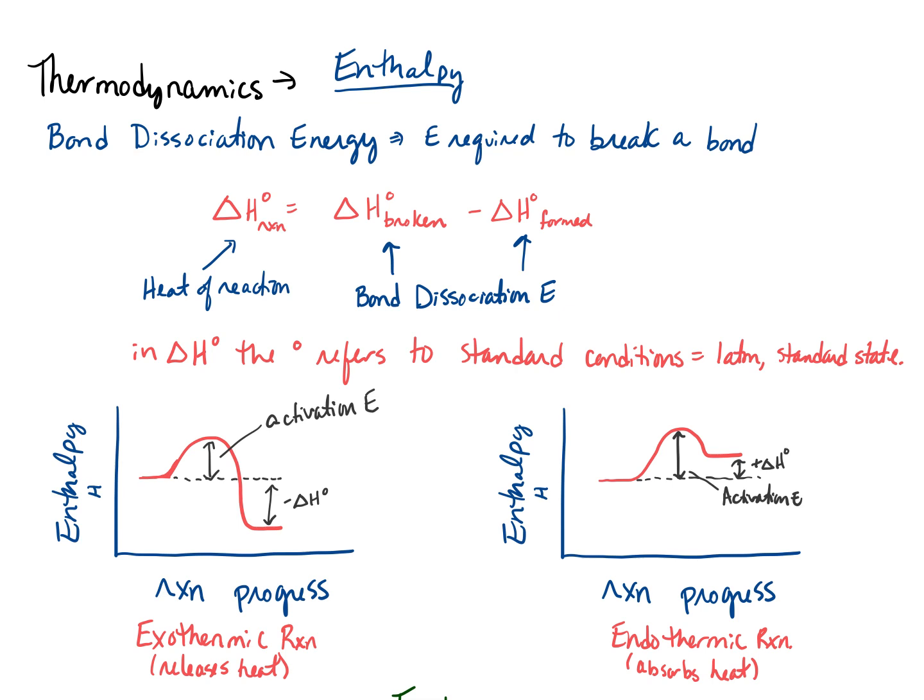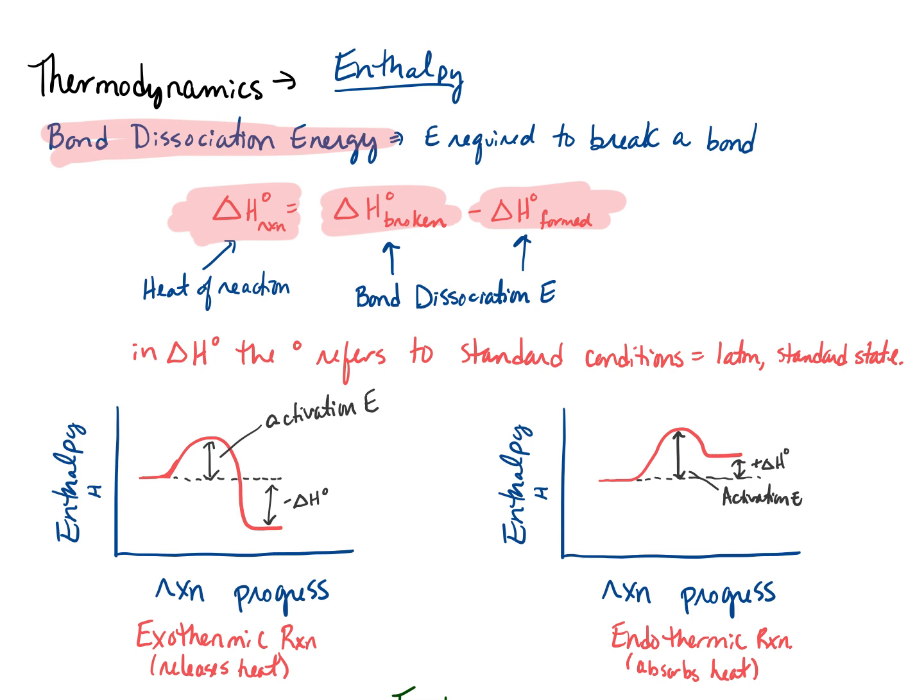So enthalpy is talking about heat. As we're talking about heat, we're looking at bond dissociation energies first, okay? This is the amount of energy that's required to break a bond. Basically, what you're looking at is the delta H naught of a reaction is the heat of the reaction, and this can be calculated from the delta H naught of things broken minus the delta H naught of things formed.